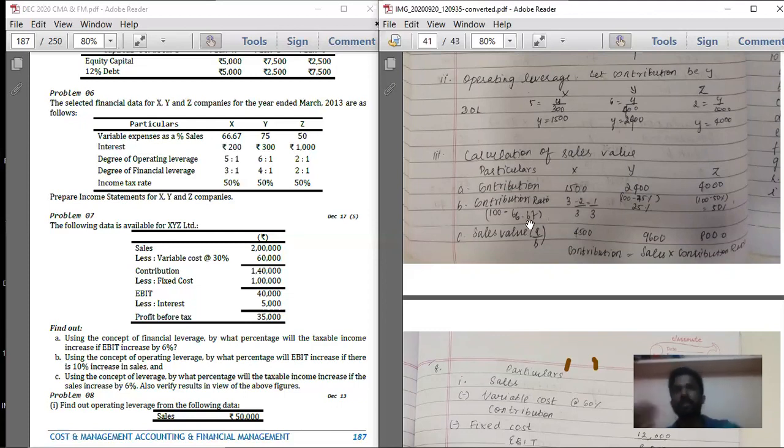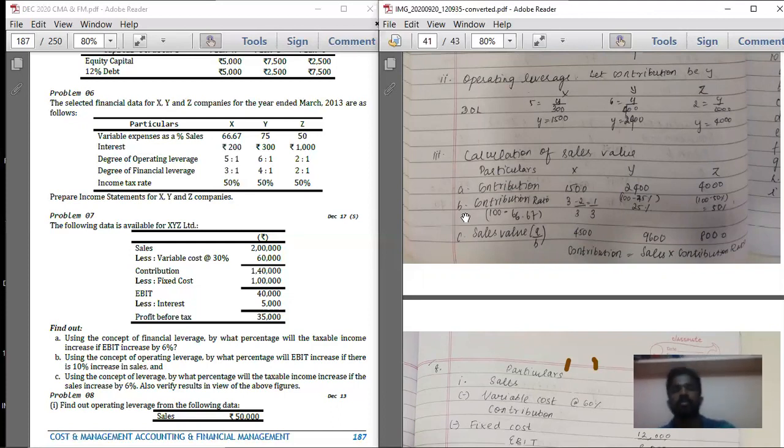So contribution divided by contribution percentage will get sales value. That is the formula actually. Contribution divided by contribution ratio, you will get sales value. So here we don't know what is contribution ratio, but we know what is variable cost ratio. So 1 minus variable cost ratio is nothing but contribution ratio. So below that, small b, contribution ratio, within bracket 1 minus variable cost ratio.